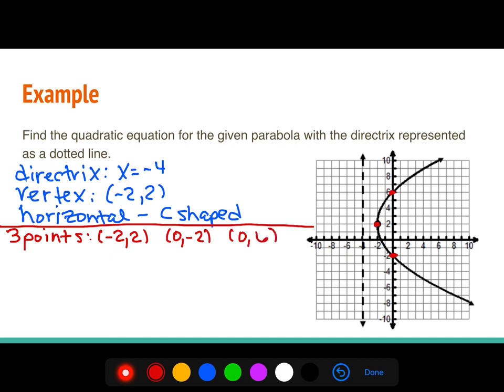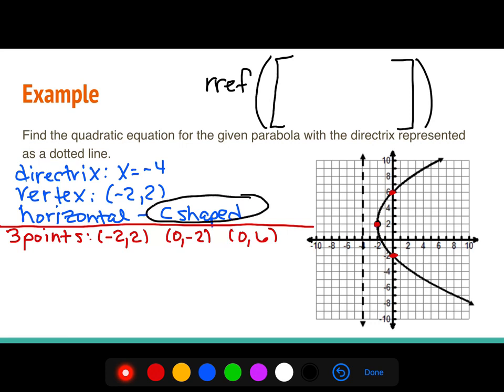Obviously, there's one at -2, 2, the vertex. But if I look on here, I have a y-intercept at 0, -2, and another y-intercept at 0, 6. I found 3 points. And what do I know about my 3 points? Well, I know about that RREF thing, but I'm going to have to change it just a little bit for you guys.